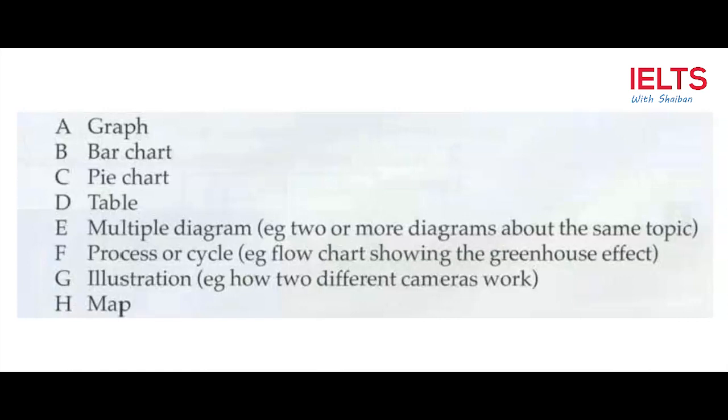And the language of processes, so we have either a process, which describes maybe a factory or tuna factory, or a cycle, maybe a life cycle of an insect or an animal. Then we have illustrations and how to show, for example, two different digital cameras and what the differences between them are. And finally, we have maps, and in these maps, maybe we have maps about present cities and future projections for these cities.